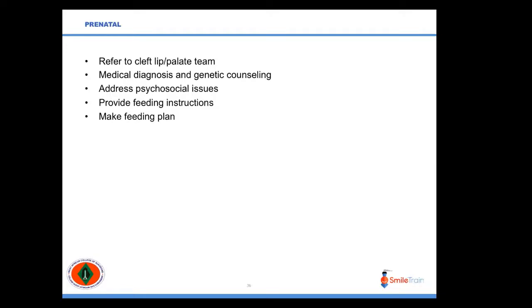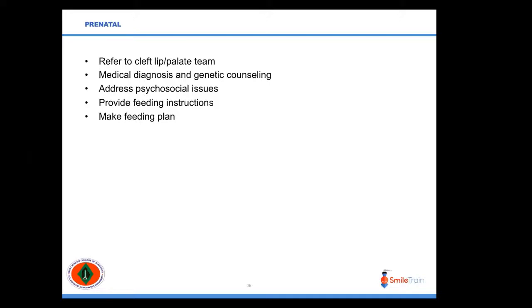This is also the time for medical diagnosis and genetic counseling. As I told you, the risk of other children having cleft, this is the time for us to address it. We know that in our environment, we don't have geneticists, so these are capacities that we need to develop. In the prenatal period, all these things can be addressed. The psychosocial issues can be addressed, because when a mother knows that she is going to have a baby with a cleft lip and palate, she can be adequately prepared by counseling, she knows what is expected, and all her concerns will be addressed.